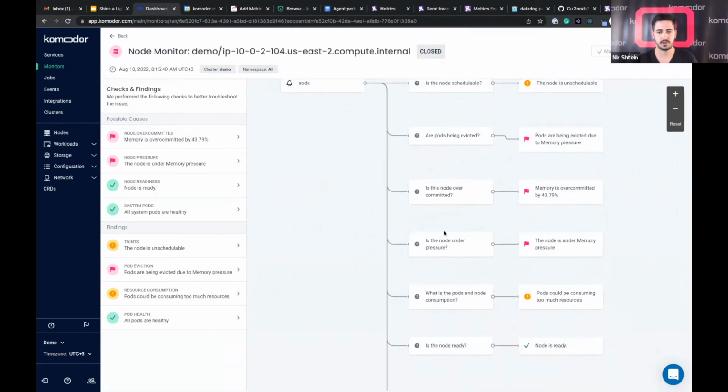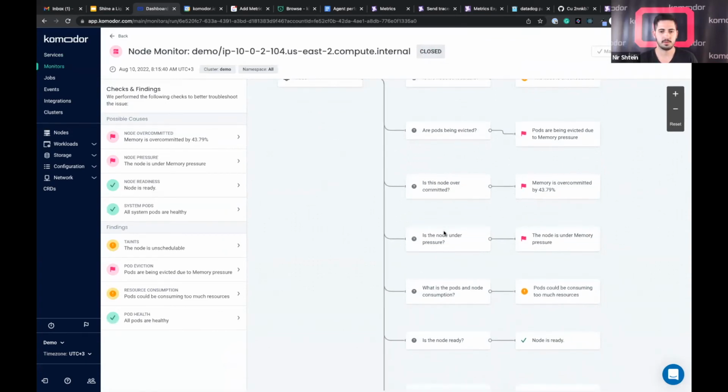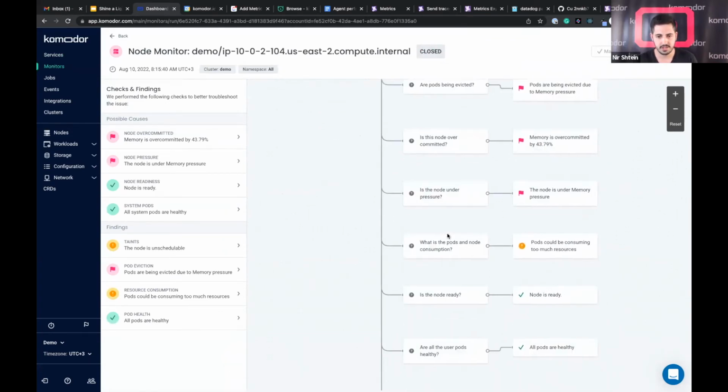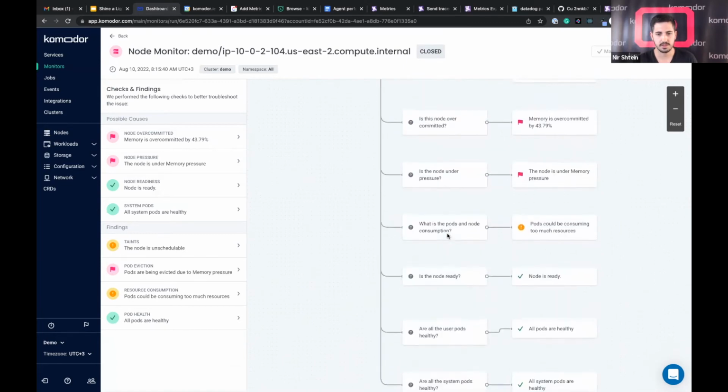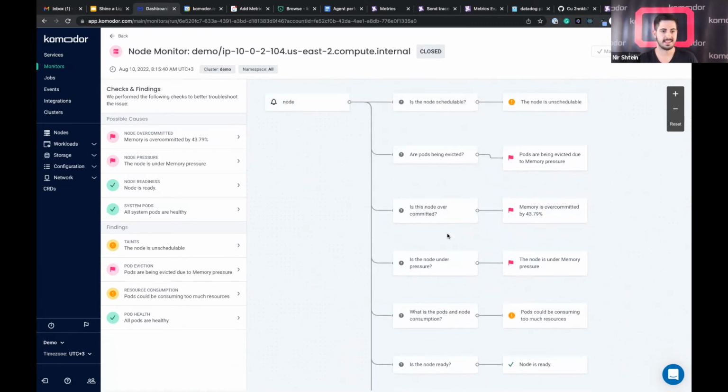And this is generally what Komodor did for me. Komodor ran, I think, 8 checks here. As a Kubernetes user, I would need to run all of those checks. Let's say that I remember and know all of those checks, it will take me a lot of time to do them. So now that I concluded that the problem is related to the node, let's see why the node got unhealthy.